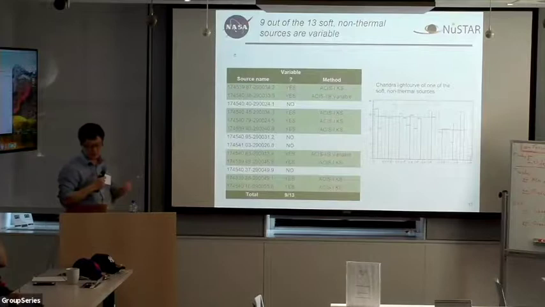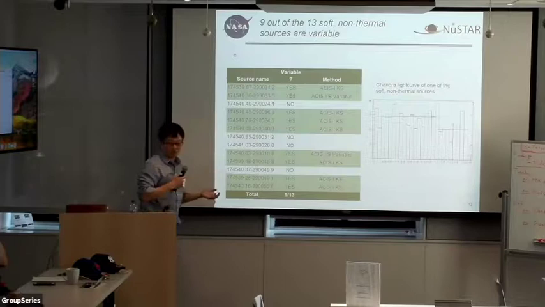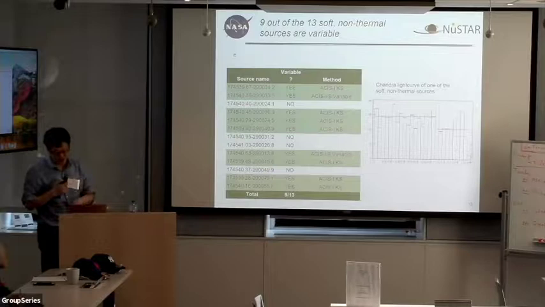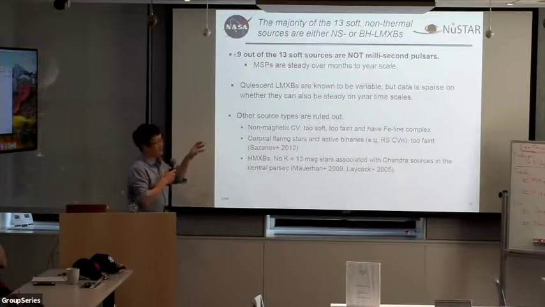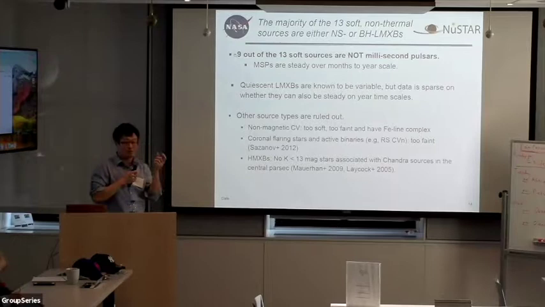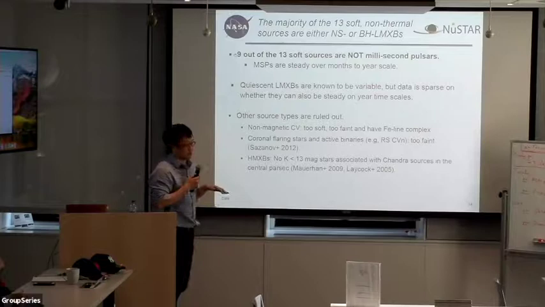I'm just showing you our preliminary analysis results. Out of the 13 soft non-thermal sources, we detected 9 of them as variable, as you can see in some light curves here. So what are these sources? Since 9 out of 13 are variable, they are not millisecond pulsars. Millisecond pulsars spin at millisecond periods, but otherwise, on longer time scales, they don't really show variability. They are very stable systems.